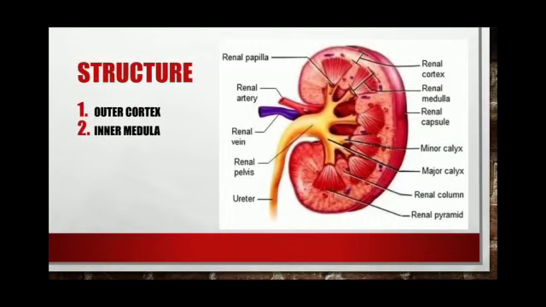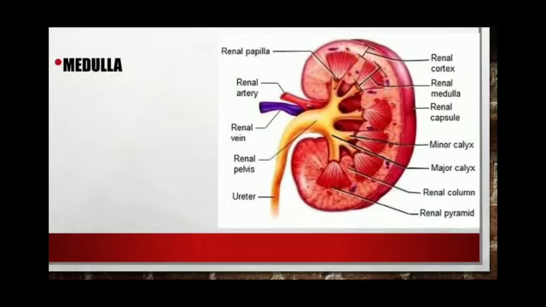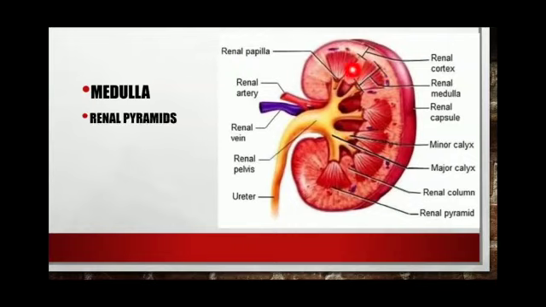Further, we can divide this kidney into two zones, the outer cortex and the inner medulla. The cortex can be further classified into cortical lobules and the renal columns. The cortical lobules are the tissues that line the base of the pyramid and the surface of the kidney, and the renal columns are the cortical tissues that lie in between the pyramids. The inner part of the kidney is called the medulla. The medulla consists of the renal pyramids.